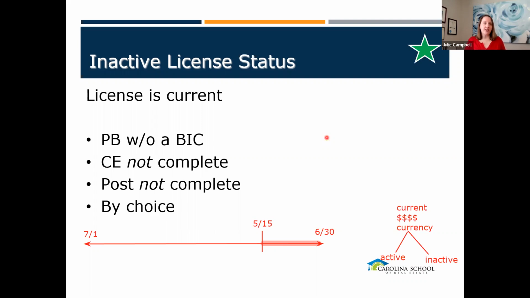Guess where you are with that transaction you've been working? You've been cut, haven't you? Because you can only perform brokerage activities on an active license, not an inactive one, after 18 months.